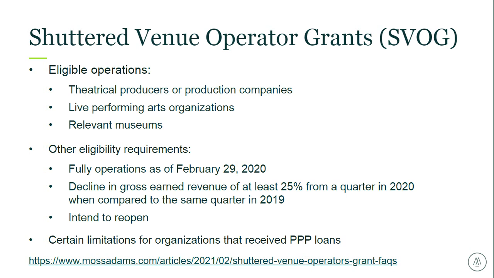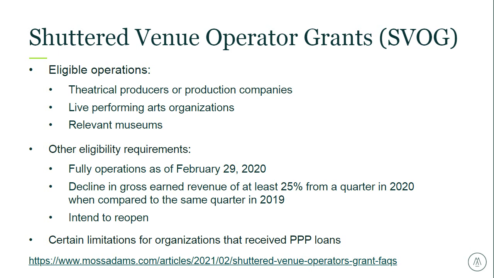And then other eligibility requirements, you had to have been fully in operations as of February 29th, 2020. Decline in gross receipts, earned revenue or gross earned revenue, needs to be 25% from any quarter in 2020 when you compare it to 2018. And there needs to be an intention to reopen. There are certain limitations for organizations that received PPP loan funds. Again, we have an article that's linked or that is on this slide that has more in-depth information on that.